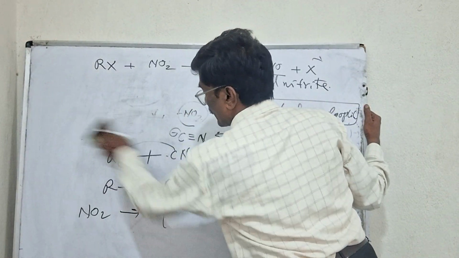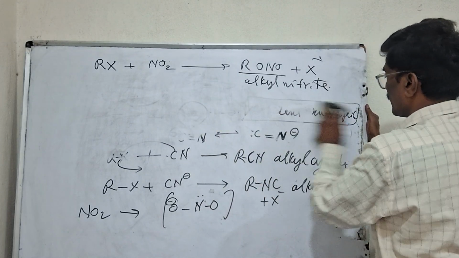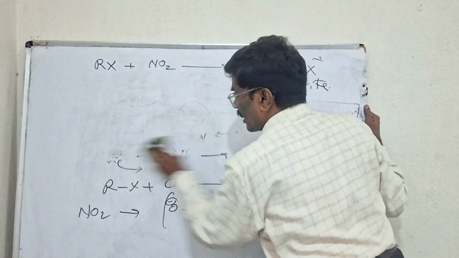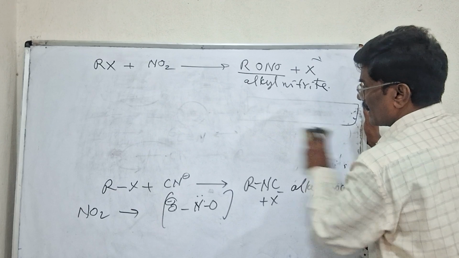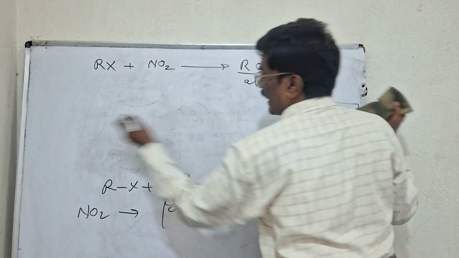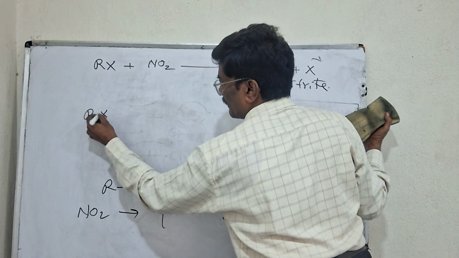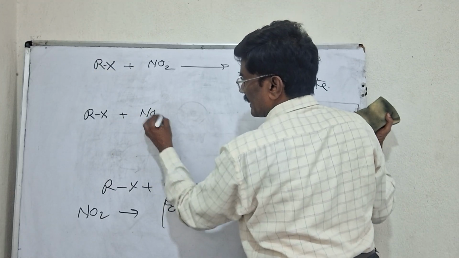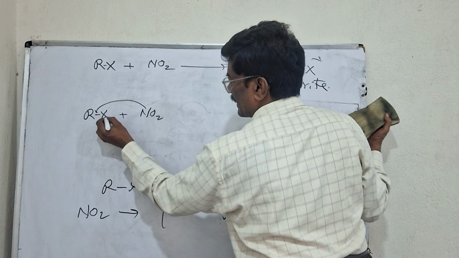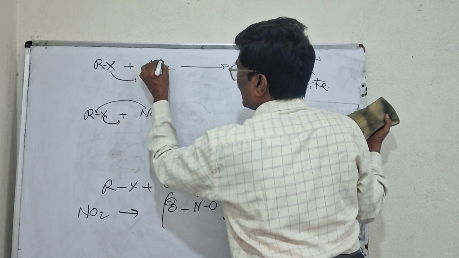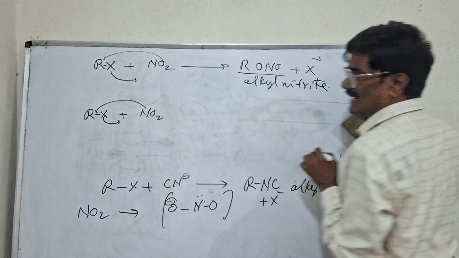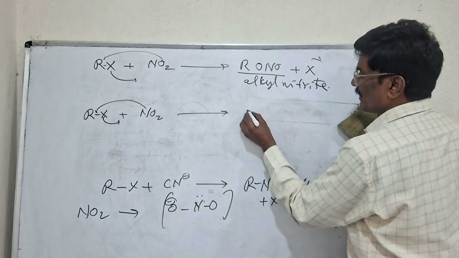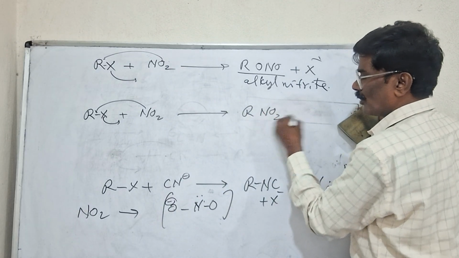Now, with the same NO2 group, in this case N attacks the R group, the alkyl group. Let us see that. Yes, again RX, alkyl halide, is there. Again NO2, N attacks the R group, X goes out. So as a result we get RNO2.